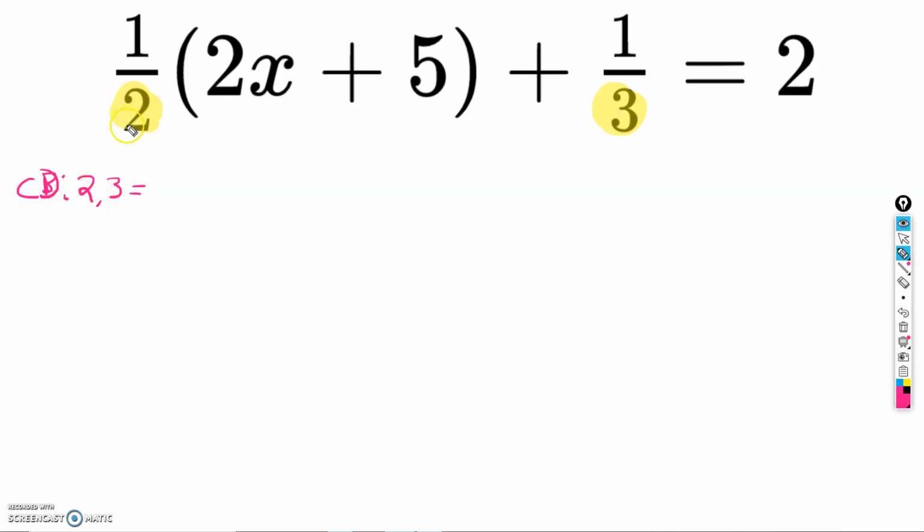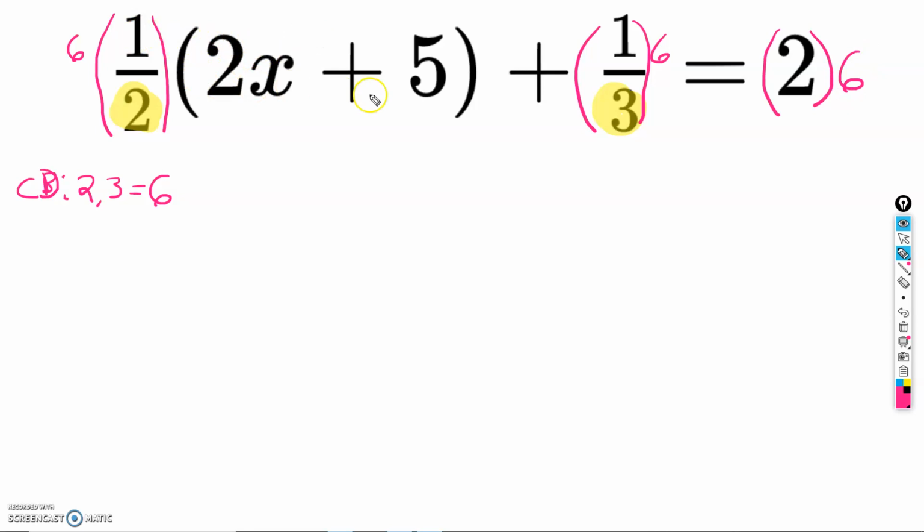Oh, hey, 2 and 3: multiples of 2 are 2, 4, 6. Multiples of 3 are 3, 6. The common multiple here is going to be 6. So we've figured out our common denominator. Now, that's going to multiply by everything that is not in parentheses. I'll say that again: everything that is not in parentheses. And make sure you hit the other side of the equal sign too. Think of parentheses as protecting that term. If it's in parentheses, it's protected. You can't multiply anything in there. You've got to deal with the outside guy first.